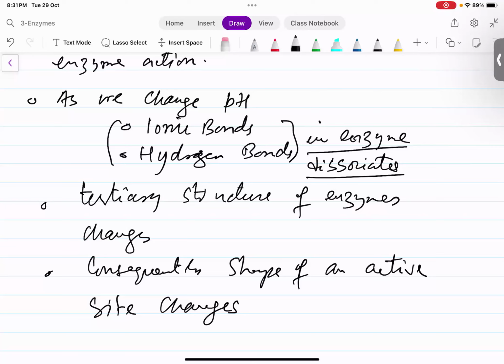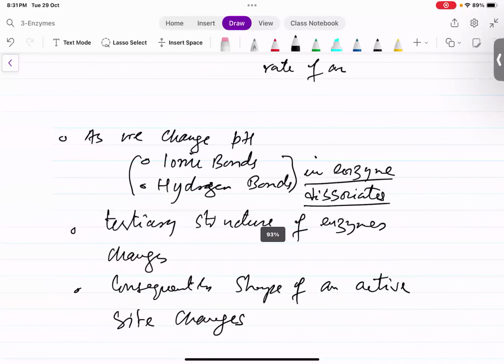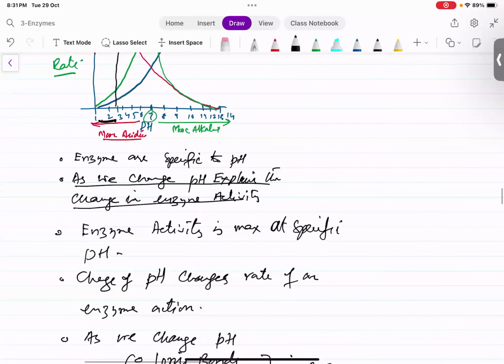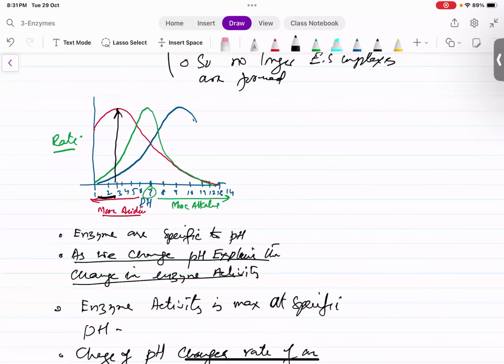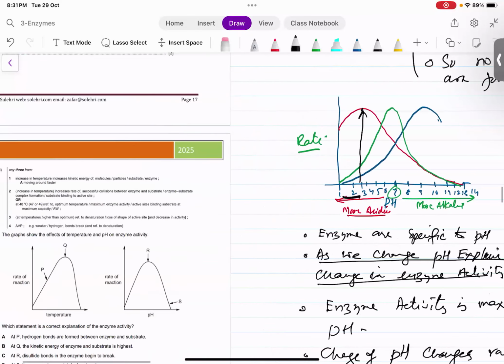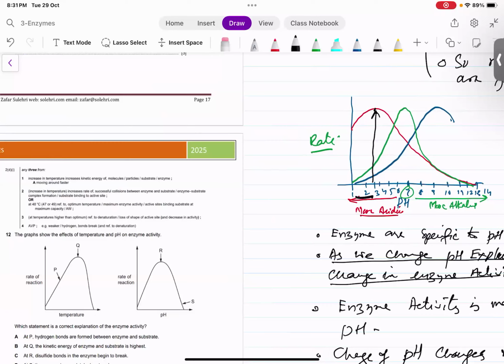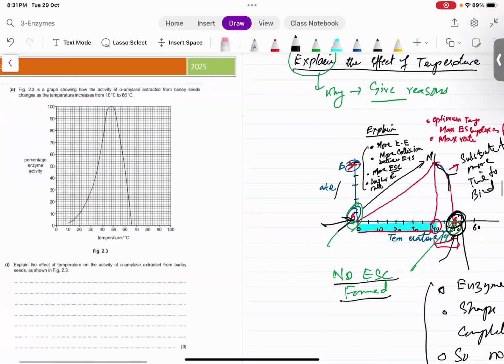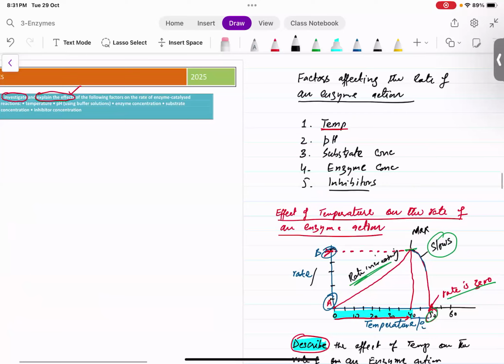Okay. If the shape of an active site is completely changed or denatured, then obviously substrate will no longer be able to make enzyme substrate complexes, and the enzyme activity would cease, and the rate would become zero. So that's how you should explain the effect of pH on the rate of an enzyme activity. Okay. So let's see some questions on it, and then we'll move on to the effect of substrate concentration on the rate of an enzyme activity or rate of an enzyme action.